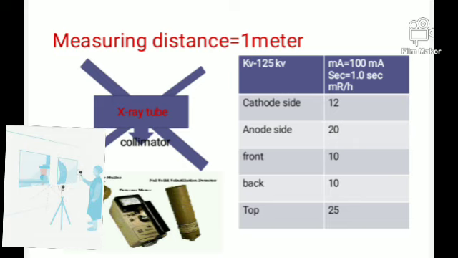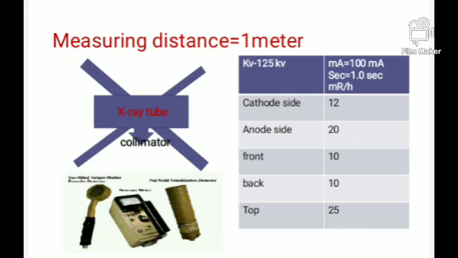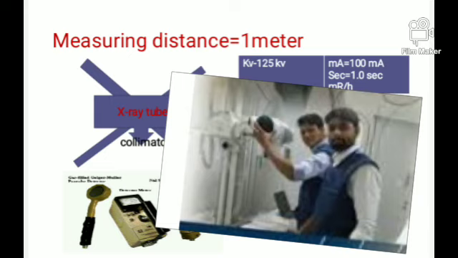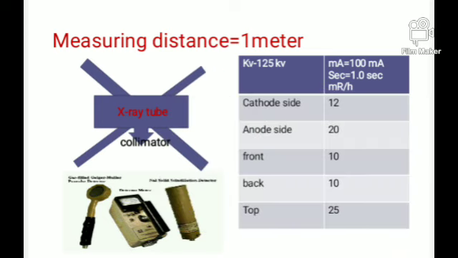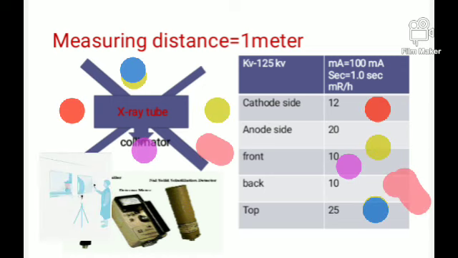Done, everything is set. Now one person will be standing at the control panel, and another person will come with the GM counter. First you adjust the high exposure settings, like high kVp, high mAs. Next, shoot first, then record from the anode side; shoot again, record from the cathode side; shoot, record from top; shoot, record from below; shoot, record from front; shoot, record from back, and record all the readings in the chart.